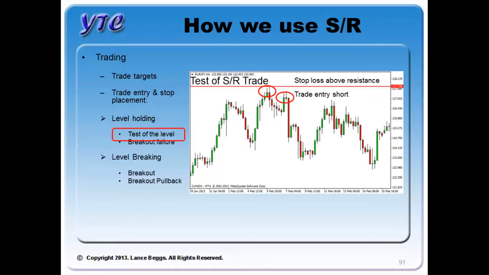The first way that a level can hold is through a test of the level, which does not break through. These can offer trade entry triggers just inside support or resistance, allowing us to place a stop loss just on the other side of the support or resistance level.